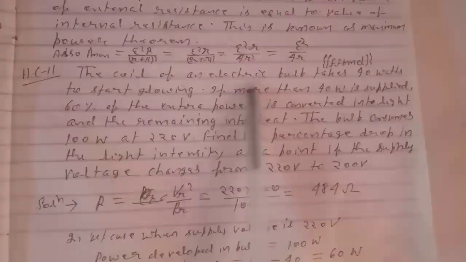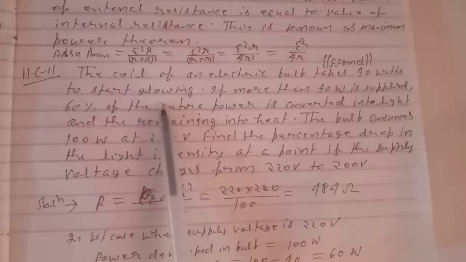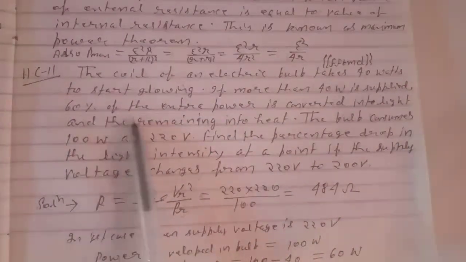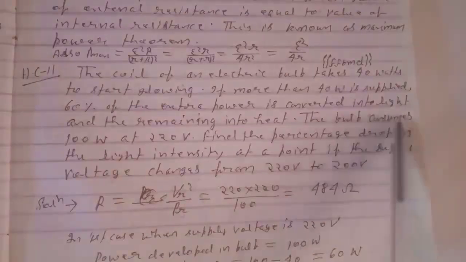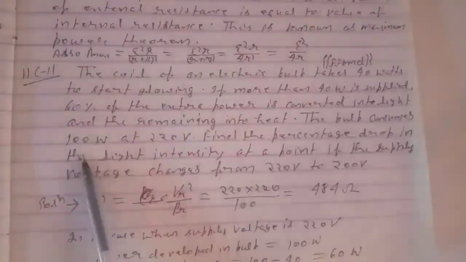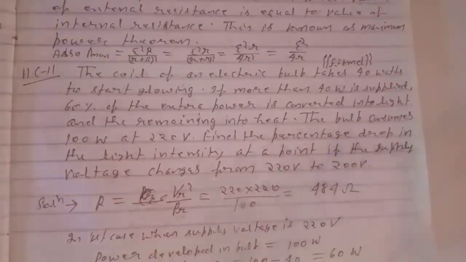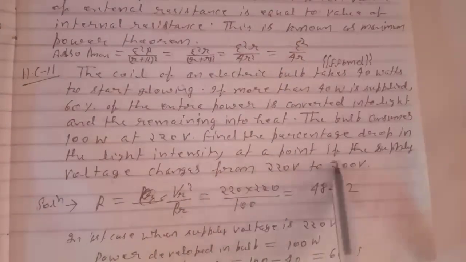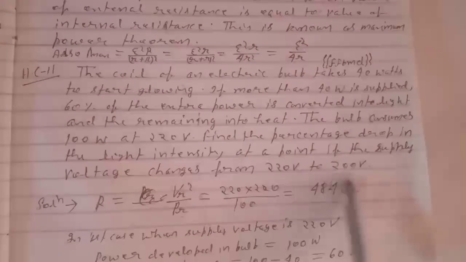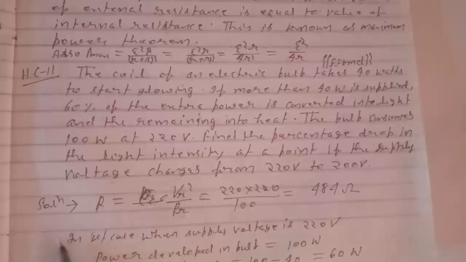Next, the coil of an electric bulb takes 40 watt to start glowing. If more than 40 watt is supplied, 60% of the extra power is converted into light and the remaining into heat. The bulb consumes 100 watt at 220 volt. Find the percentage drop in the light intensity at a point if the supply voltage changes from 220 volt to 200 volt. Here, given the rated value, we first calculate the resistance of the bulb.